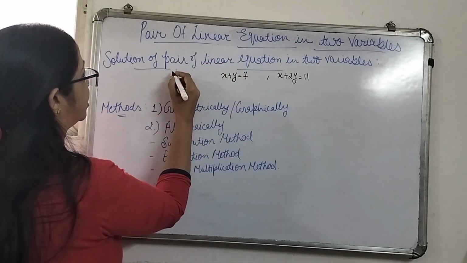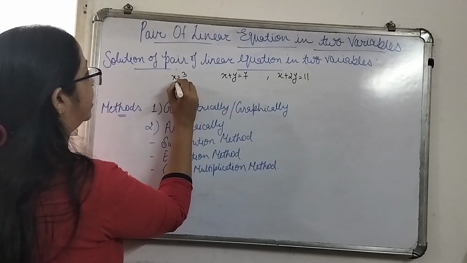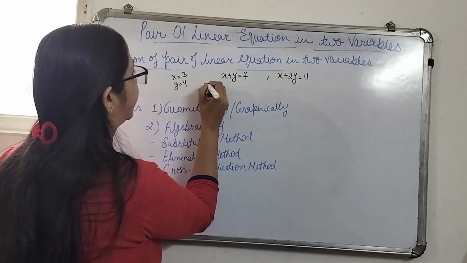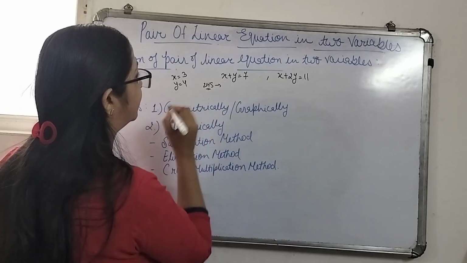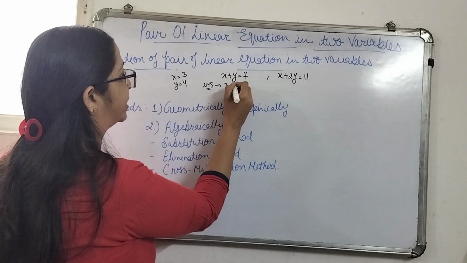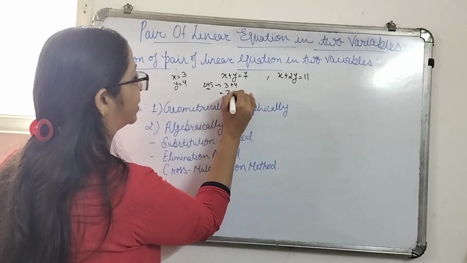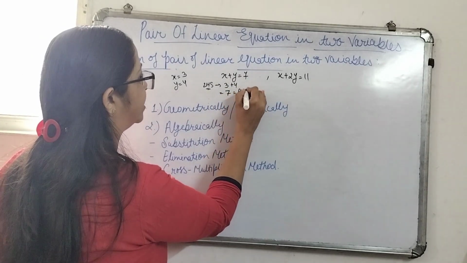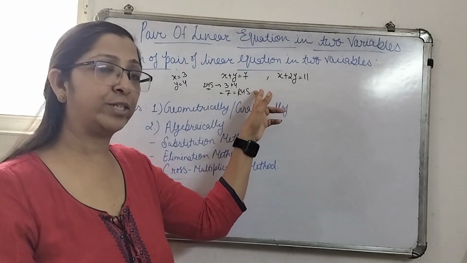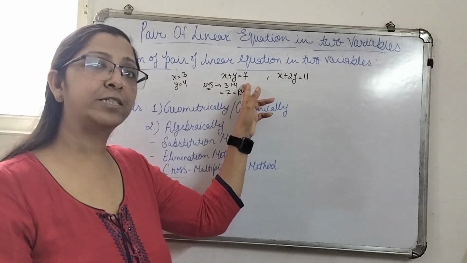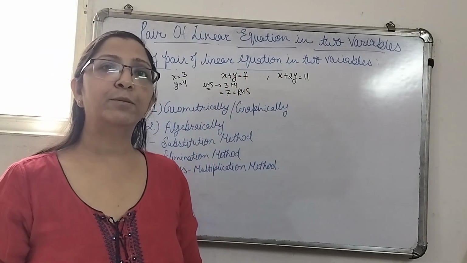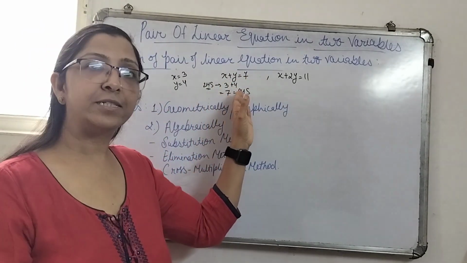So suppose x is equivalent to 3 and y is equivalent to 4 here. For this equation, the LHS, that is the left hand side, will be x, which we keep as 3, plus y, which we take as 4. So 3 plus 4 will become 7, and it is equivalent to the RHS. That means if we keep x equal to 3 and y equal to 4 in this equation, the LHS becomes equivalent to the RHS. That means it is the solution for this equation.